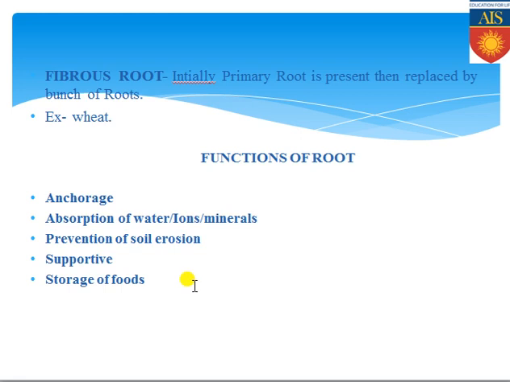Storage of food: in some roots the food remains stored within the roots, and due to the storage of food those roots get a swollen appearance. Examples are radish and carrot. Those roots are modified due to the storage of food within them. So these are the various functions provided by the root system of plants.